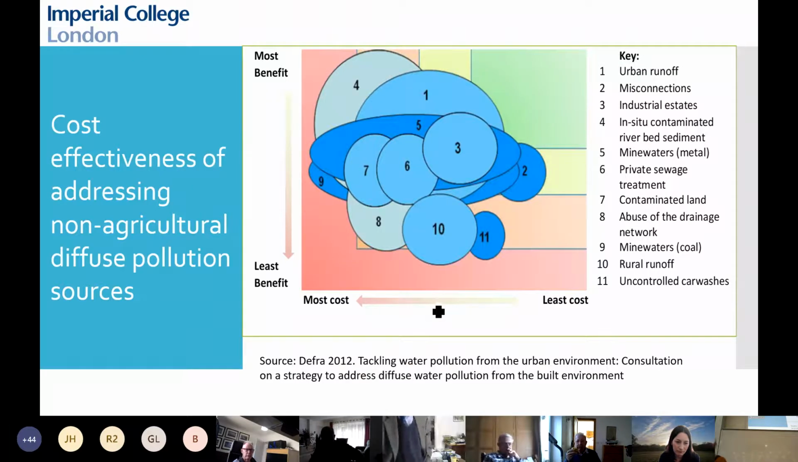DEFRA did a survey of how effective various different measures to address diffuse pollution were going to be. And you can see that top right, up there, green is the cheap, easy and effective, and bottom left is the expensive, difficult and ineffective, or at least not beneficial. And misconnections are number 2. They're halfway along on the right. So they're relatively cheap and they're quite effective, so it is worth looking at.